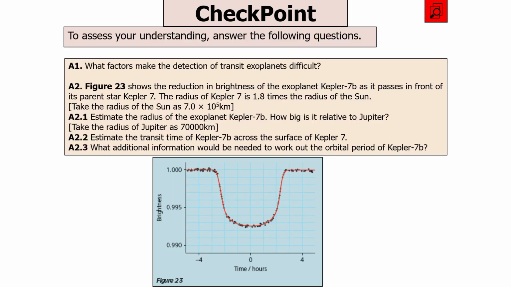The next question says, what factors make the detection of transit exoplanets very difficult? Then Figure 23 shows the reduction in brightness of the exoplanet Kepler-7b as it passes in front of its parent star Kepler-7. The radius of Kepler-7 is 1.8 times the radius of the Sun. Estimate the radius of exoplanet Kepler-7b, and how big it is relative to Jupiter. Then estimate the transit time of Kepler-7b across the surface of Kepler-7. And what additional information will be needed to work out the orbital period of Kepler-7b?